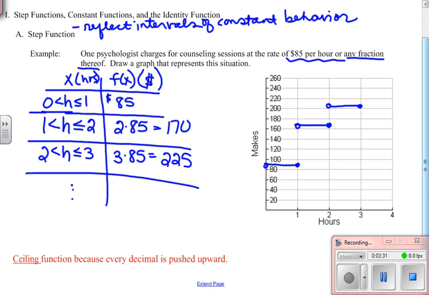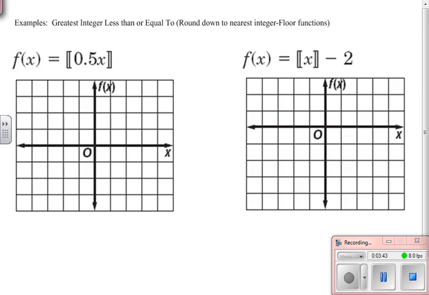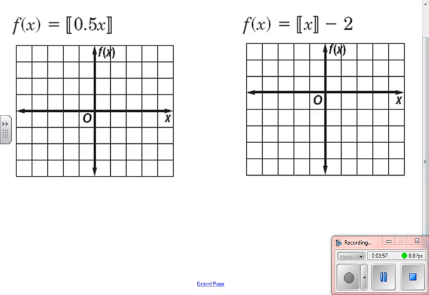This is actually called a ceiling function because everything gets pushed up. You round up to the closest, every fraction plus, so you go to the next higher. The opposite of this is the greatest integer function, which is where you round down, and that's called a floor function, and you're rounding down. So we're still going to be looking at how does this function behave over this interval, and this is the symbol that tells you the greatest integer function that you're supposed to round down.